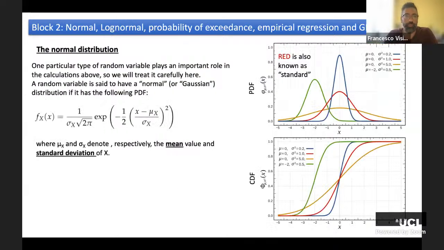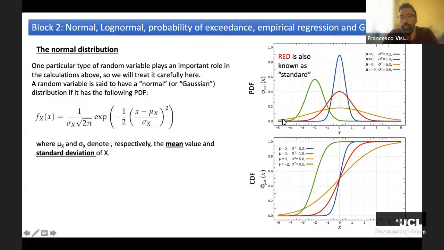One of the most important distributions is the normal distribution. This is a particular random variable that plays an important role in all the calculations we will do. A random variable is said to have a normal, or sometimes Gaussian, distribution if it follows the following probability density function. What is important in this formulation, don't worry about its complexity, is that this PDF is controlled by the mean value and by the standard deviation.